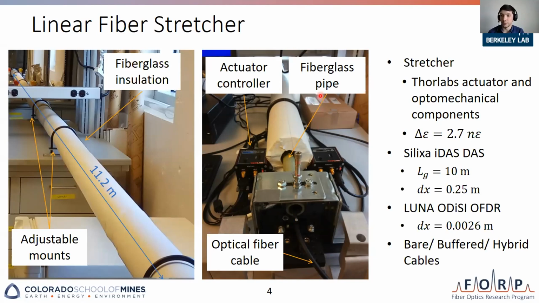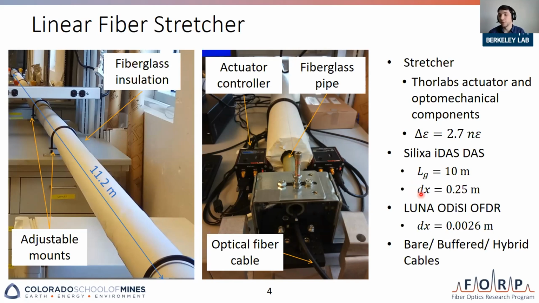Among other components, we use a fiberglass pipe to support our cable. We use a pretty precise actuator, so it can manage strain steps of 3 nanostrains, which is very small. It's an optical installation, basically this accelerometer and all other pieces. So we try to achieve precision there. Regarding the tool which we use to record our data, we use the Silixa DAS from Berkeley Lab. It has a 10-meter gauge length and 25-centimeter step. You need to pay attention that this is not our spatial resolution, just our sampling.